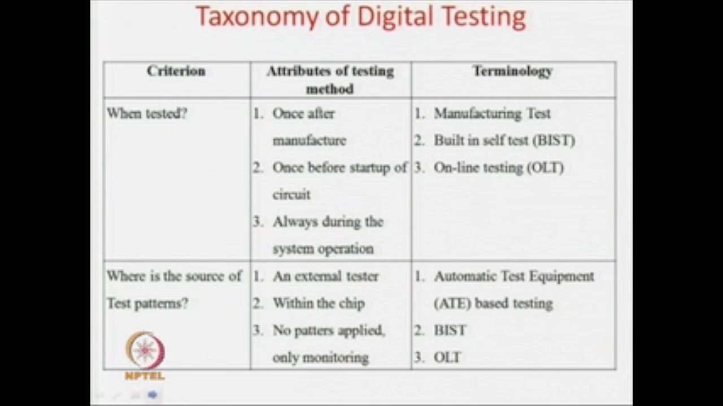Now, before we go into more details, let us see the taxonomy of testing, that is, the different types of testing available in the market. The first question is when to test, that is the criterion: when do you want to test the circuit? If you do it before the circuit is sold, it is called the manufacturing test. Also, after the circuit has been manufactured and sold in the market, and it is now in your laptop or your palmtop or your PDA, at that time also you can have faults.